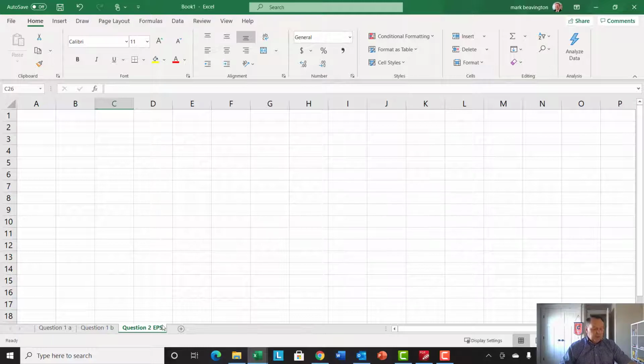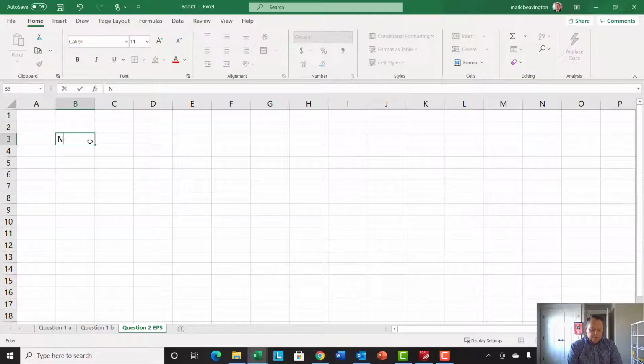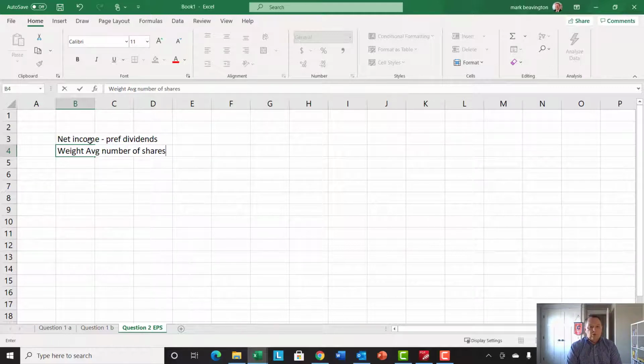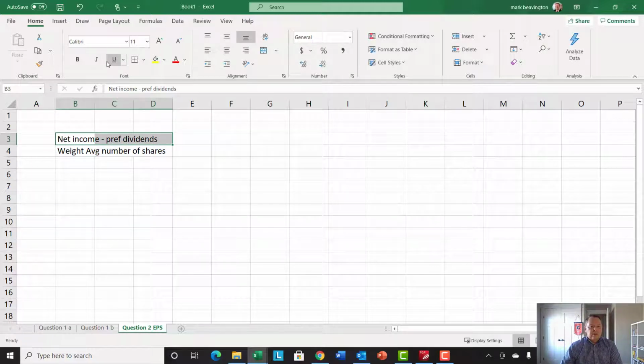So on this one, you needed to know what the formula was, which is going to be the net income less any preferred dividends. And because they're cumulative, you've got to figure out that there are dividends there. So we expected that over the weighted average number of shares. That's your formula that you needed to have in there. So if you got that, you got a mark.